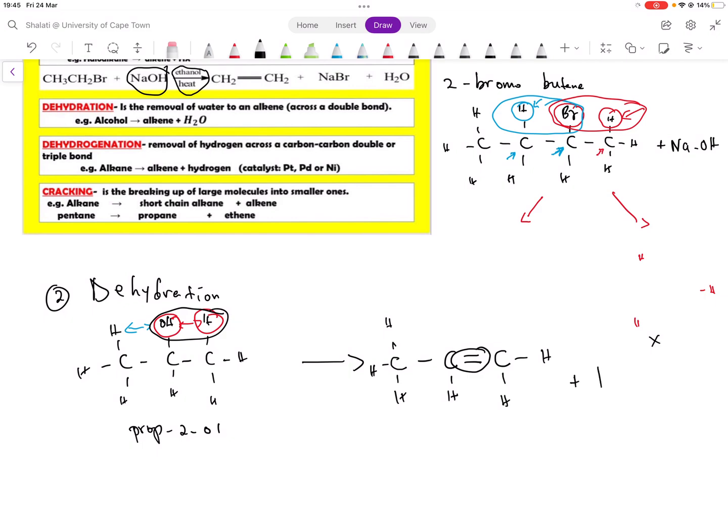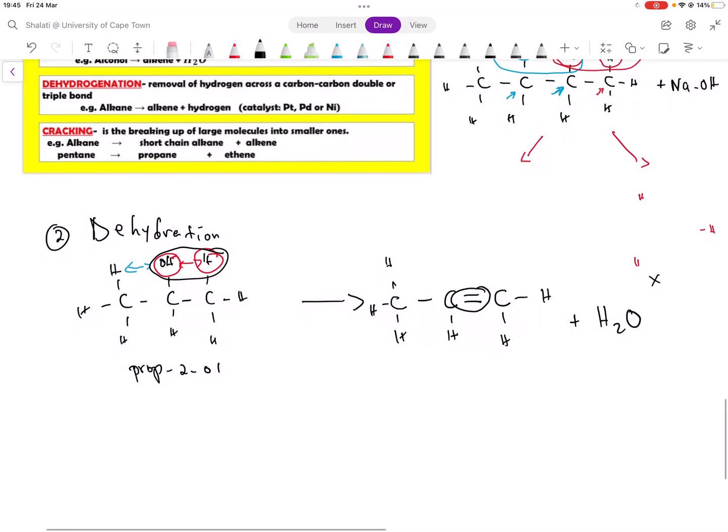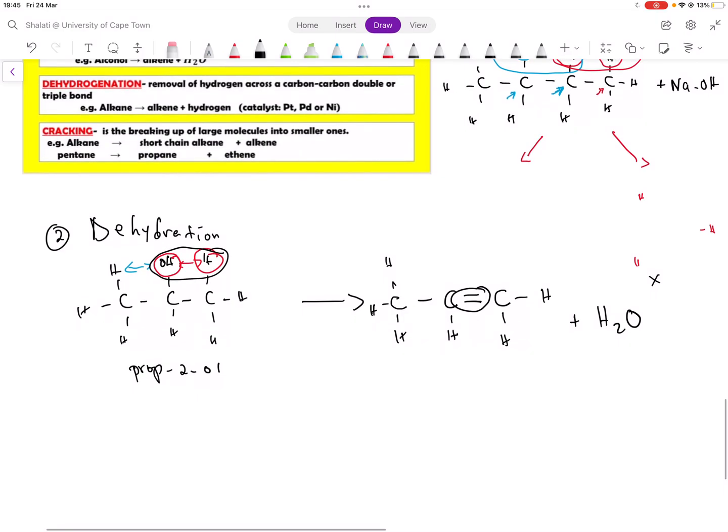Okay, so what is going to happen with the H and OH? They are going to form water. So this one is very simple. So always, even in this case, if there was any other product which will form, write down all the possibilities and check which one is mostly substituted. Okay, so let's go to dehydrogenation, which is removal of hydrogens.